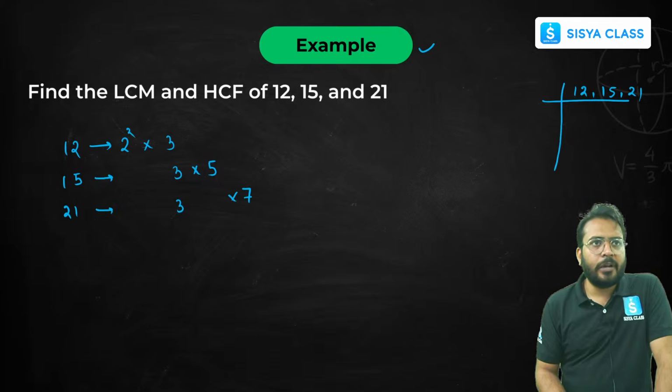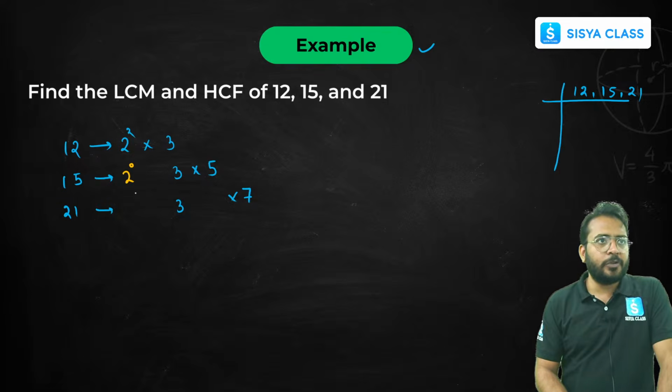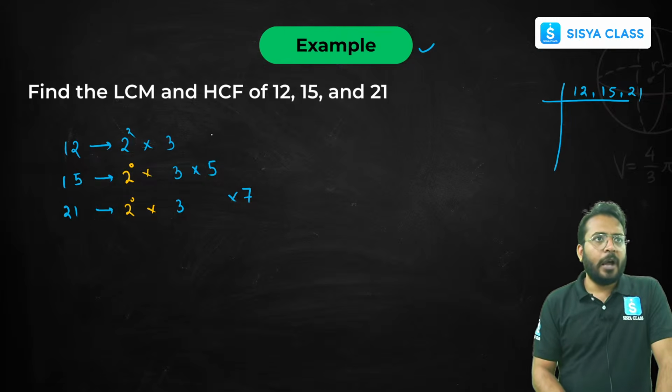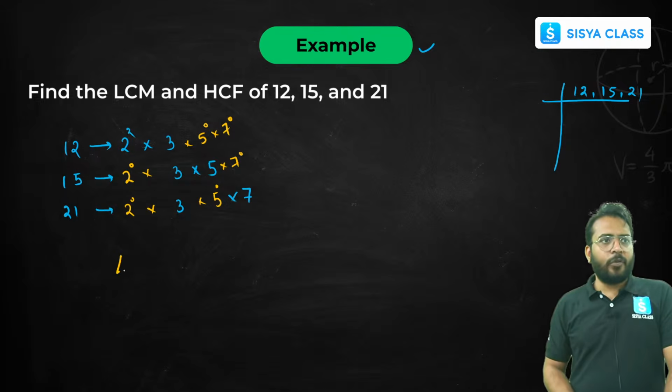So what is going to be the LCM now? Here I don't have 2, so that means I am having 2 to the power 0. Here also I am having 2 to the power 0. I don't have 5 here, so that means I am having 5 to the power 0. Here also 5 to the power 0. Here I don't have 7, so I am having 7 to the power 0. Now can we find out the LCM? Yes, we can go for the LCM now.